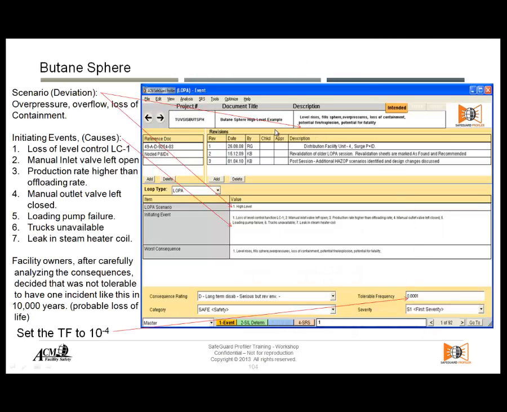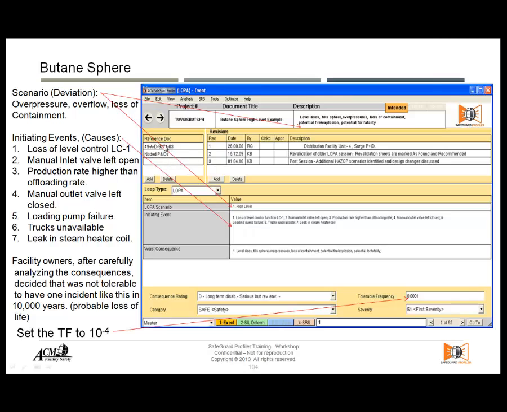So how do we put this information inside SafeGuard Profiler? In SafeGuard Profiler, you have here the project name, and we already went through that. So this is your project name and document title, Butane Sphere high level example in our case, and a description that has to include here a potential for fatality. This description describes the hazard from the initiated event until what happens and the potential consequence that can happen in there. If we imported this directly from a hazard operability study, then this information would already be available for us here in SafeGuard Profiler. Otherwise, we would have to type it by hand.